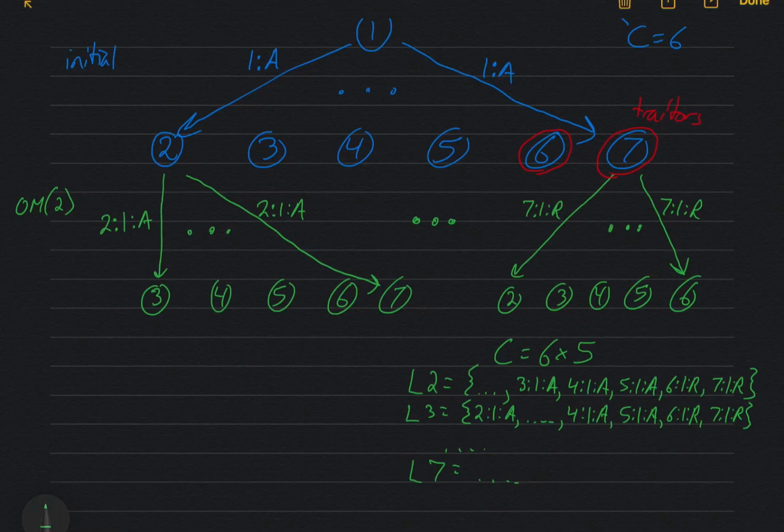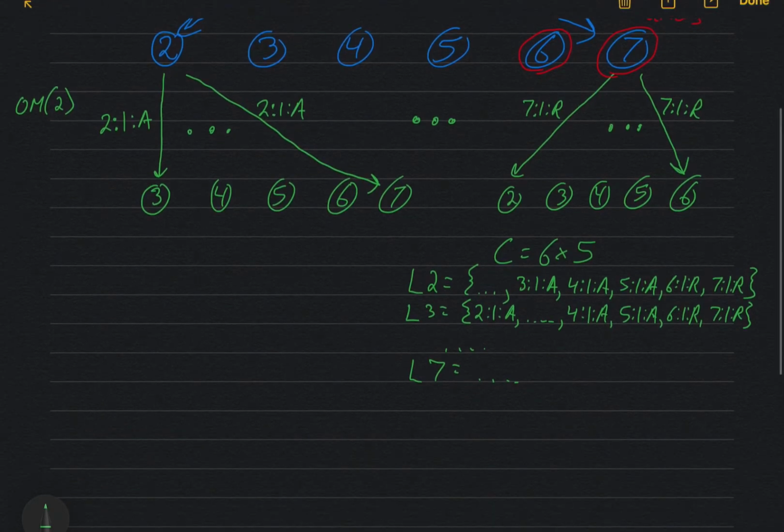So really, there would be enough information in this example for the loyal lieutenants to arrive at the correct decision. But there are scenarios where, for example, if the general is faulty and it sends different messages to different lieutenants, they wouldn't all arrive at the same conclusion. So this example does not show why the extra level of recursion is necessary, but shows how it would work.